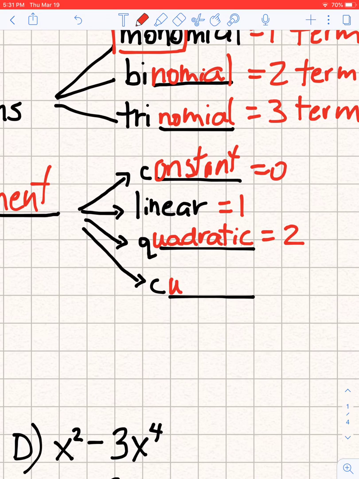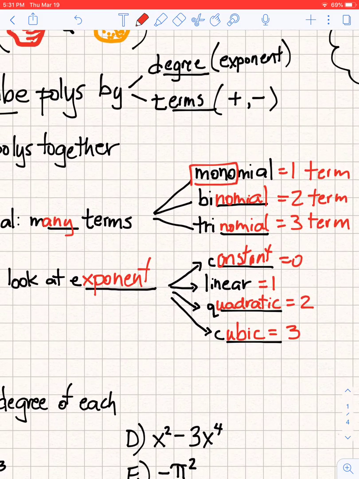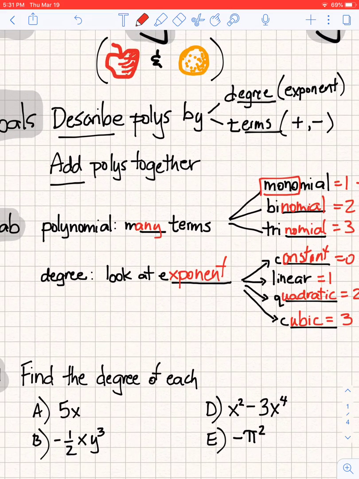Finally, we're going to do just a few of these. You might see them graphed. More on that in Algebra 2. Cubic equations have degree 3. And there are higher ones too, but those are the famous ones. Those are the ones that we name. Those are the names that you are expected to know. Again, there are two ways to qualify a polynomial. You can do it by its terms. You can do it by its degree.